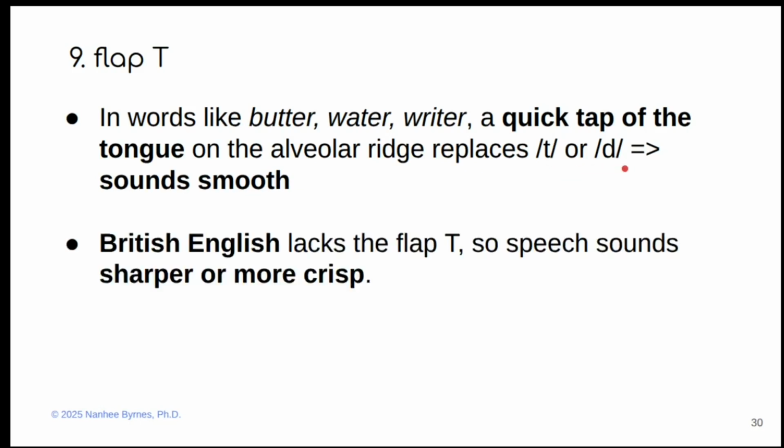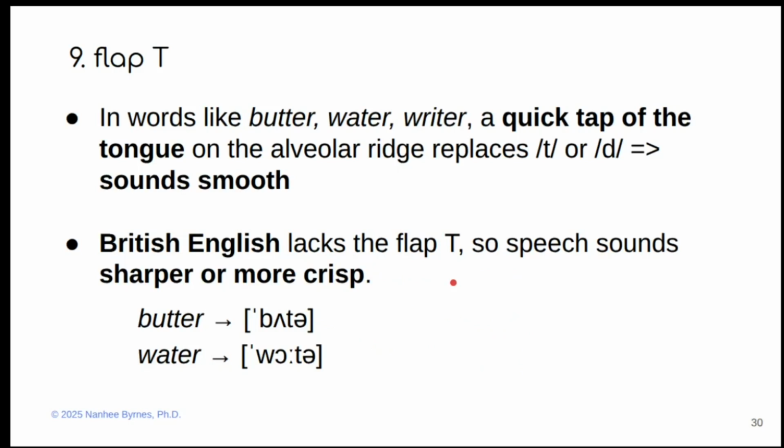Without the flap T, British English often sounds sharper or more crisp. For example, in received pronunciation, you'll clearly hear the t in butter or water. So instead of that smooth American buttery flow, British English keeps the consonants more distinct, making their sound more crisp and clear.